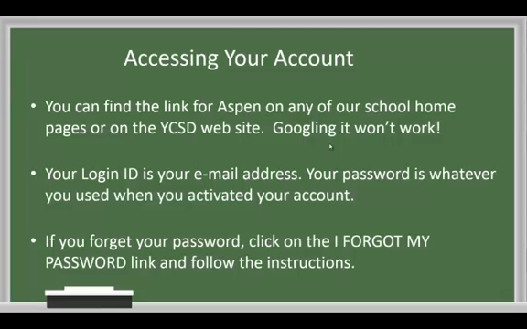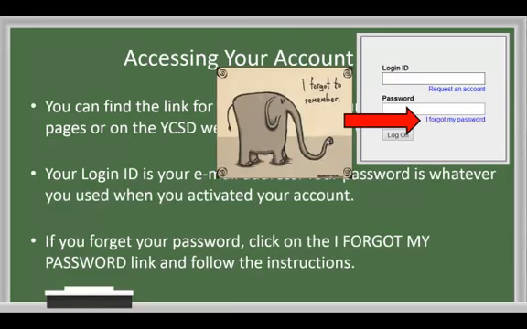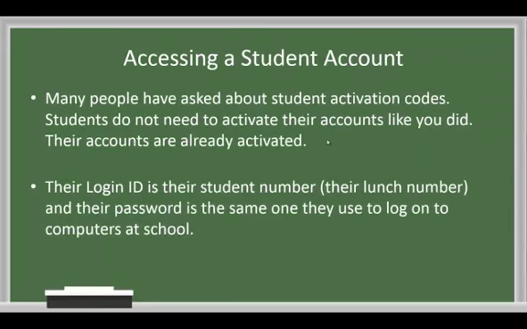Once you have activated your account, you can find the link for Aspen on any one of our school home pages or on the YCSD website. Don't try to Google it. You'll probably end up on a school site in Denver. Your login ID is your email address. Your password is whatever you used when you activated your account. If you forgot your password, click on the I Forgot My Password link and follow the instructions.